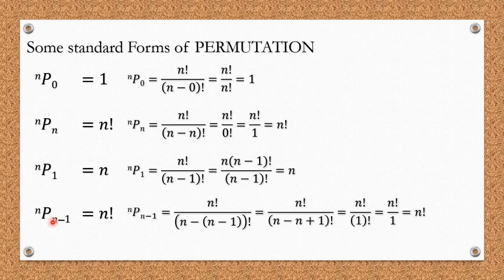So whenever it is nP(n minus 1), let's say 6P5, it is again 6 factorial. 10P9, it is again 10 factorial. 100P99, it is 100 factorial directly. So whether it is nPn or nP(n minus 1), it is n factorial. If it is nP0, it is 1, and if it is nP1, it is n.